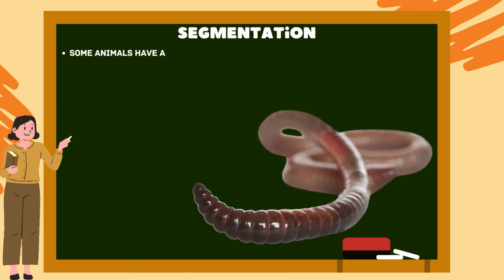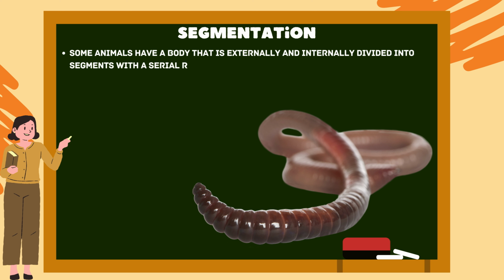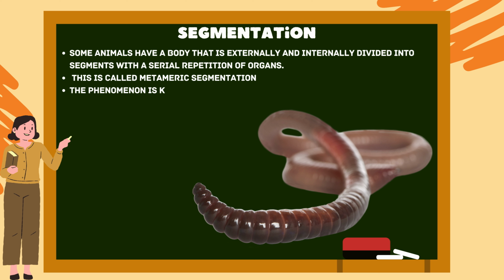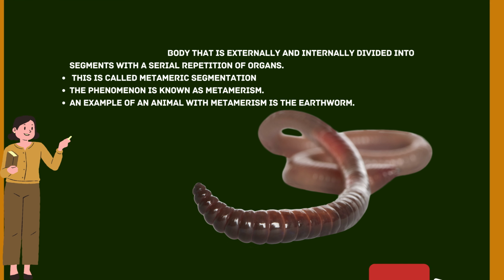Segmentation. Some animals have a body that is externally and internally divided into segments with a serial repetition of organs. This is called metameric segmentation, and the phenomenon is known as metamerism. An example of an animal with metamerism is the earthworm.